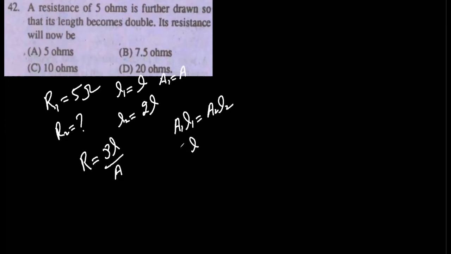Its resistance will now be, so as we know, resistance is equal to rho L divided by A. We have length, but we don't have area. As we know, A1 L1 is equal to A2 L2. So L1 is L, and A1 is, let's say, A, and A2 we need to find, and L2 is 2L. So this L will cut out by this L, so your A2 will be equal to A divided by 2, which is also equal to A1 divided by 2.